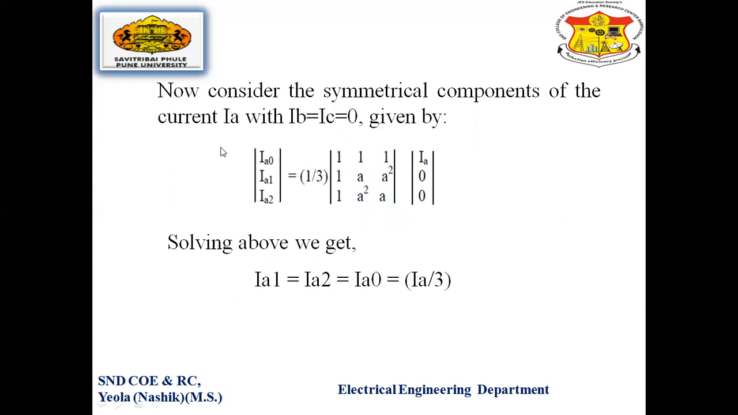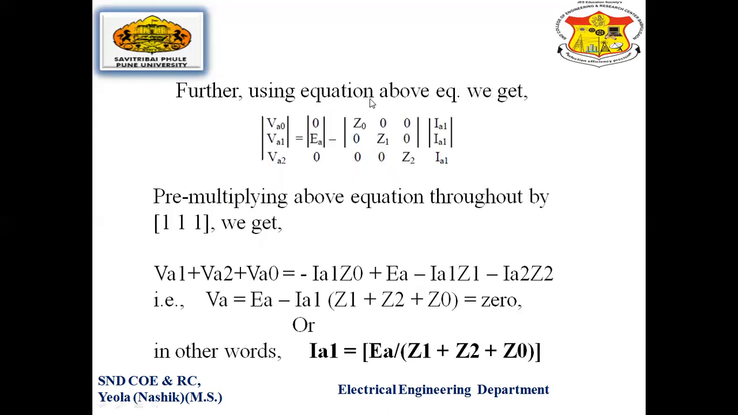It is given by the matrix [IA0, IA1, IA2] = 1/3 [[1, 1, 1], [1, a, a²], [1, a², a]] [IA, 0, 0]. By solving this matrix, we can say that IA1 equals IA2 equals IA0, which is equal to IA/3. That means the negative sequence, positive sequence and zero sequence currents are equal, and equal to the phase A current divided by 3.